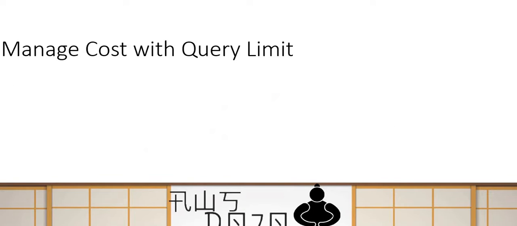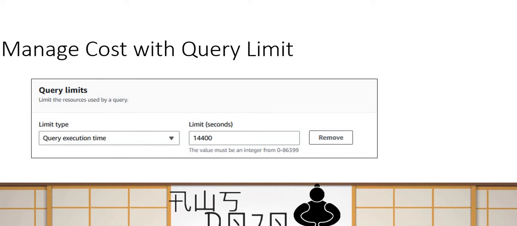Now, there's another way you can also manage your cost, which, I mean, it can be used, but in some cases it cannot. That limit is called your query limit, and you can configure various types of query limit. One very popular query limit is called query execution time, that is, how long you want your query to run, and after that it should not run anymore.